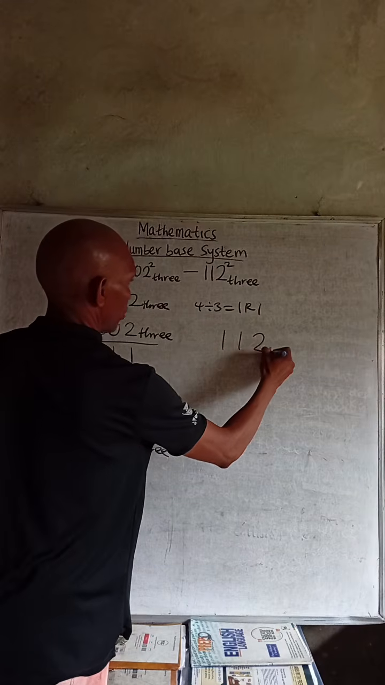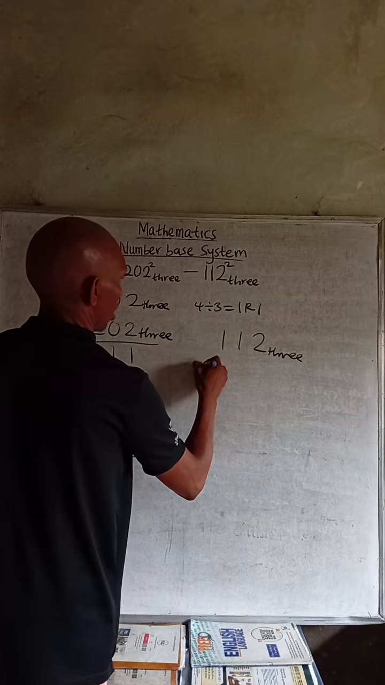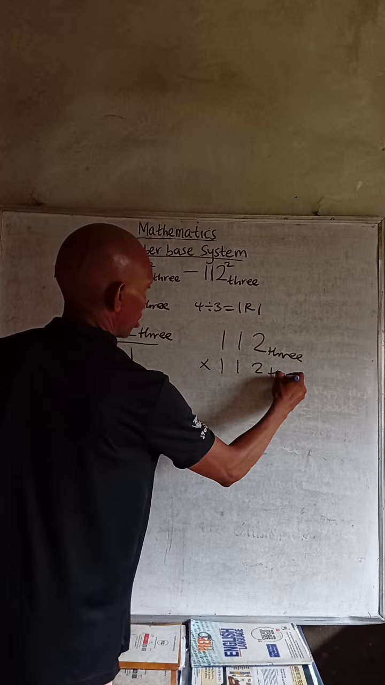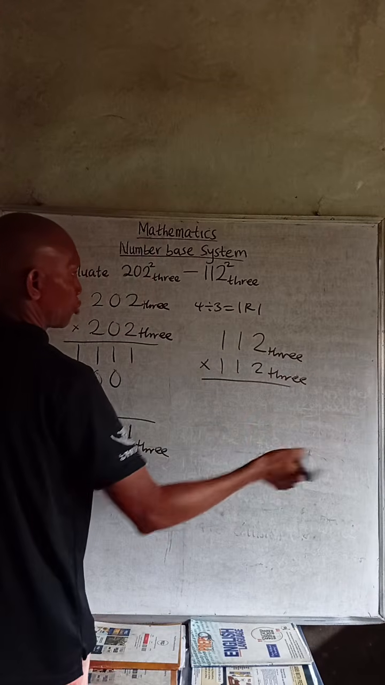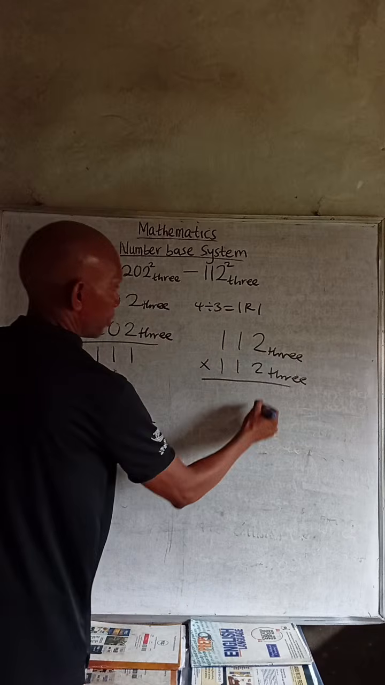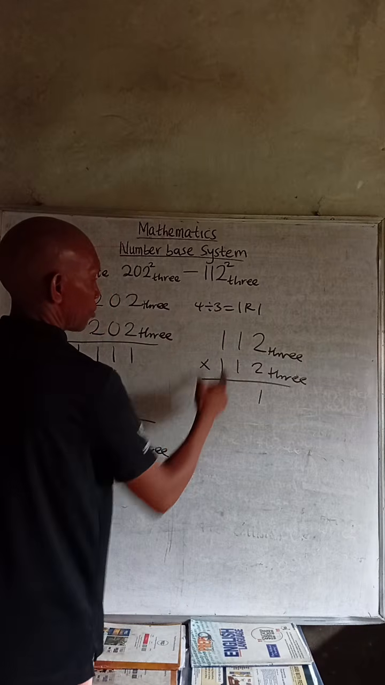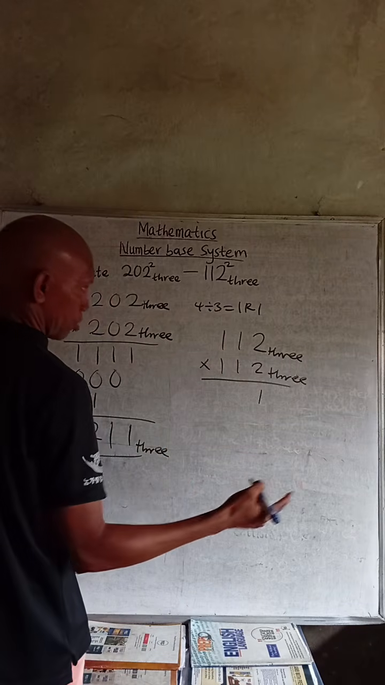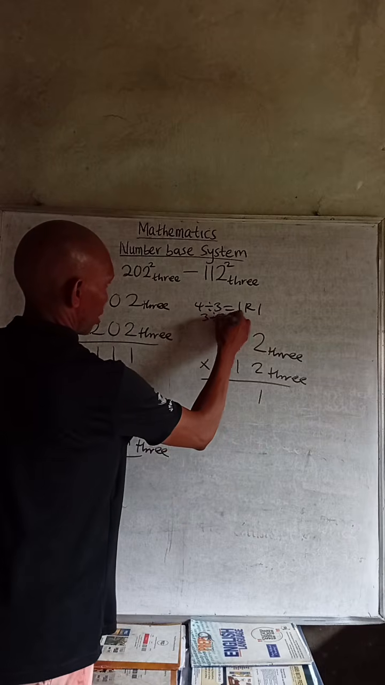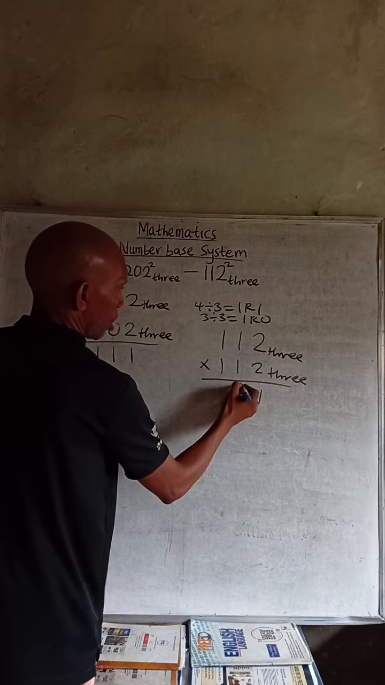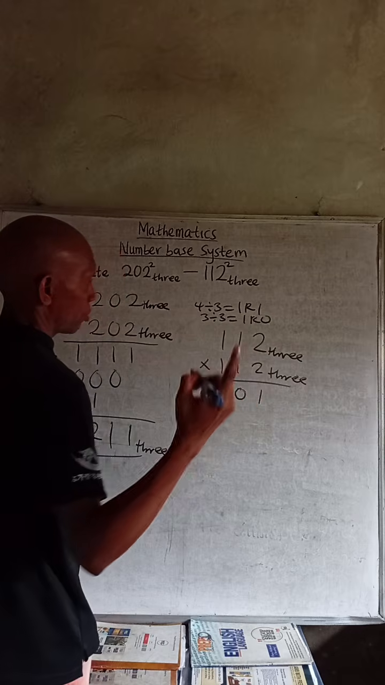1, 1, 2 base 3 times 1, 1, 2 base 3. 2 times 2 is 4. We can't write it down. So when we divide, we have 1 remainder 1. Write the 1 and carry 1. 2 times 1 is 2, plus the 1 we carry, 3. You can't write it down since it's base 3. 3 divided by 3 gives you 1 remainder 0. You put the 0 and carry 1.